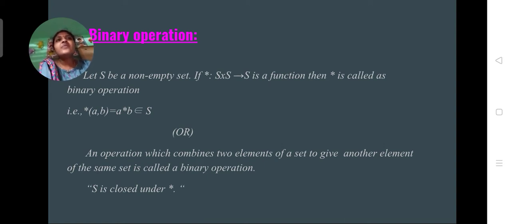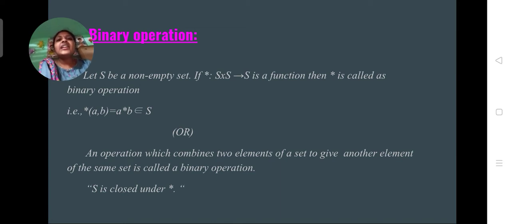For example, if we take any two elements from the natural number set, we already know the number systems: natural numbers, whole numbers, integers, real numbers, complex numbers, rational numbers, irrational numbers. I will take the natural number set, that is the set of all positive numbers: 1, 2, 3, and so on up to infinity.